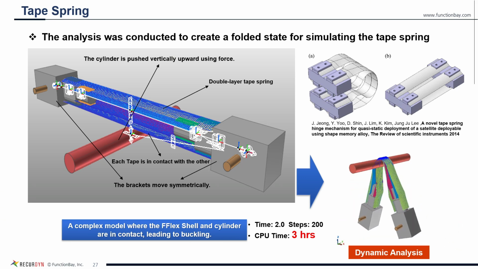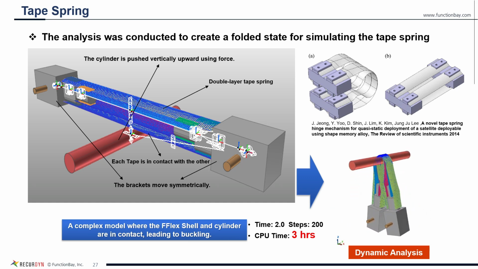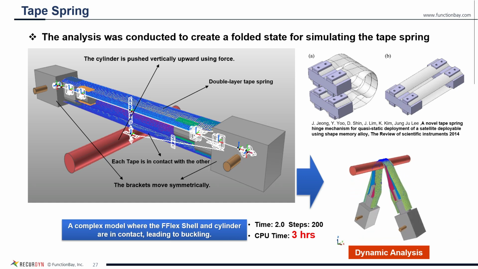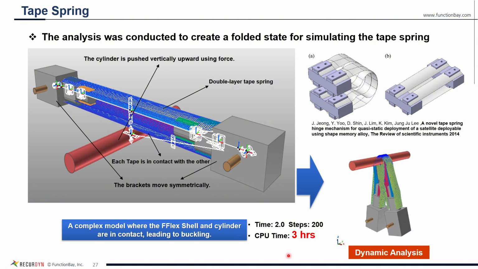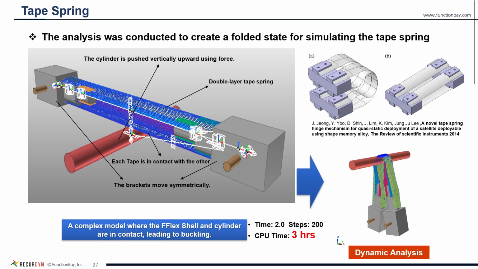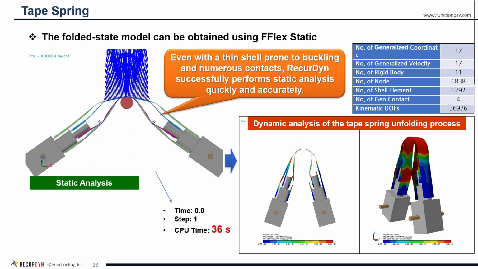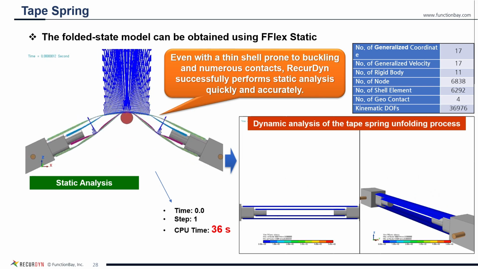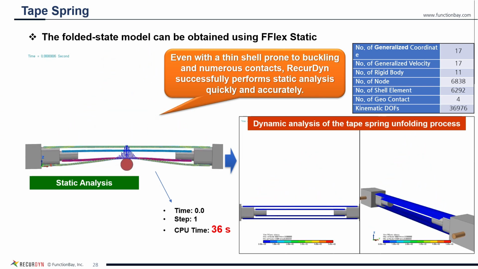To conduct the analysis, the model must first be created in its folded state. For this model, performing dynamic analysis for the folding process required approximately 3 hours. If the default context stiffness is set to high, the simulation time could exceed 10 hours. However, for this model, obtaining the initial folded state does not necessarily require dynamic analysis. Therefore, the static analysis was used instead.